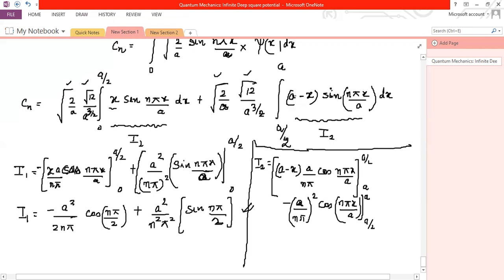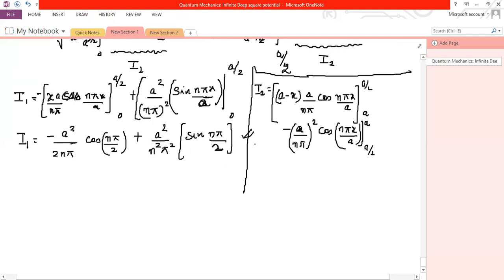So you have to differentiate this. A minus x when differentiated gives you -1. Sine n pi x upon a when integrated gives you minus a upon n pi cos n pi x upon a. And again, integration of cos will give you a upon n pi whole square. So one negative would come from here. One negative would come from the derivative. And one negative already resides outside because of the integral by parts formula.